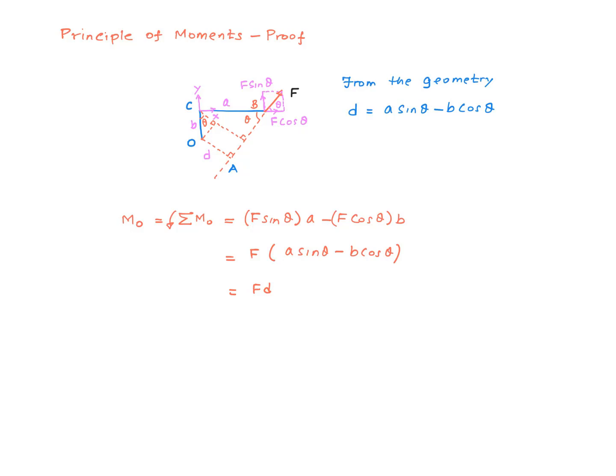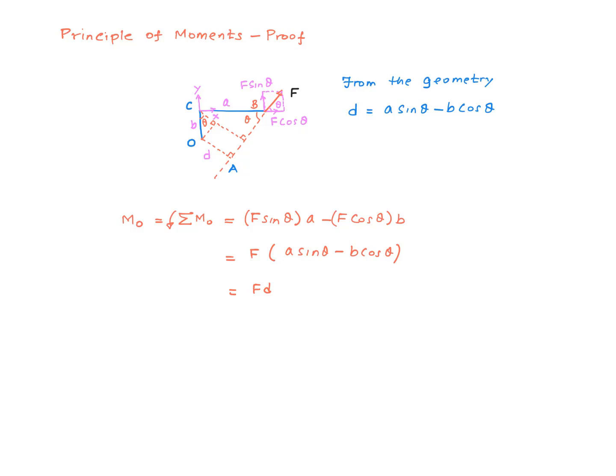Now we see F in both terms, so I'm going to pull that out. And within the parenthesis, I have A sine theta from the first term minus B cosine theta from the second term. Now we recognize that this is exactly equal to this, right? And therefore this term is simply equal to d. And therefore, we have proved that the principle of moments, which utilizes components of a force to obtain the moment, leads to the same result that we got by the straightforward application of the definition of moments.